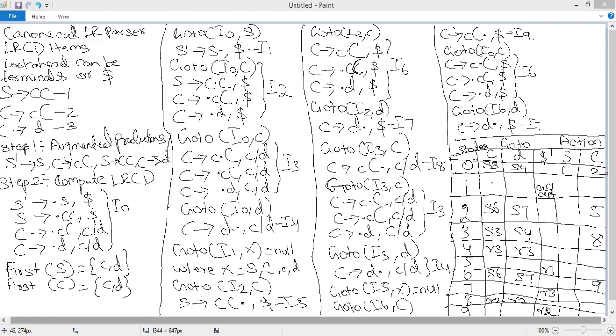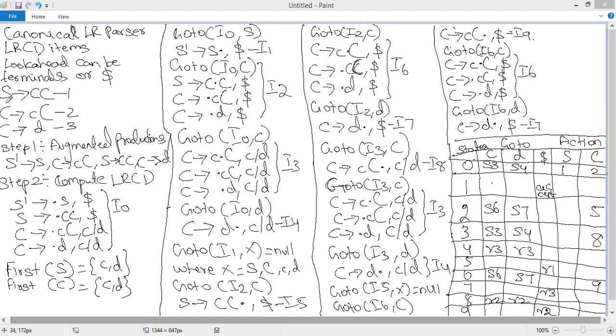Step one is identifying the augmented productions. The augmented production will be given for the start symbol. Here the start symbol is S. So we are naming this augmented start symbol as S' tends to S, and the remaining production rules as it is. And step two is we have to compute the first of the non-terminals.